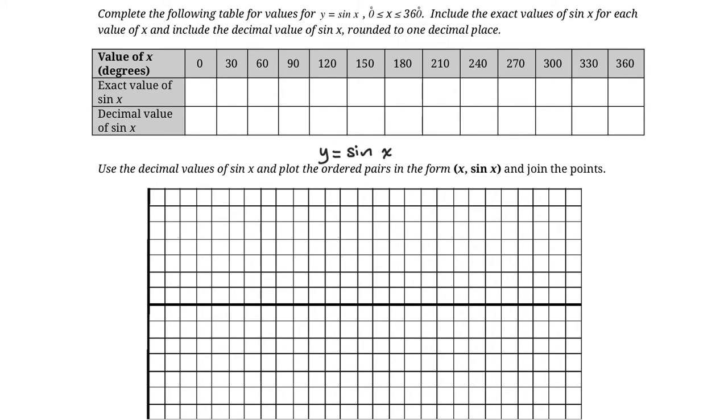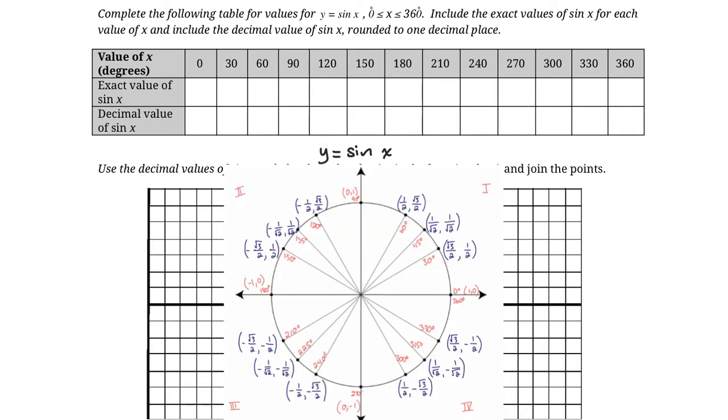We're going to start with our sine function, but first we need to fill out this table of values from 0 to 360 degrees. We're going to use our unit circle to help us with this because from our unit circle we already know exact values of sine and cosine for angles between 0 and 360 degrees. So let's start filling this out.